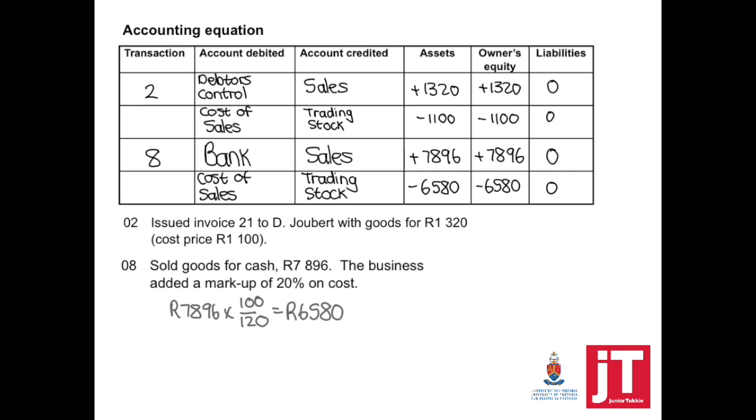I want you to please take note of the following. If you look at the difference between a cash sales and a credit sales transaction, everything is the same except for when we sell on credit, debtors control. When we sell cash, then bank is involved.